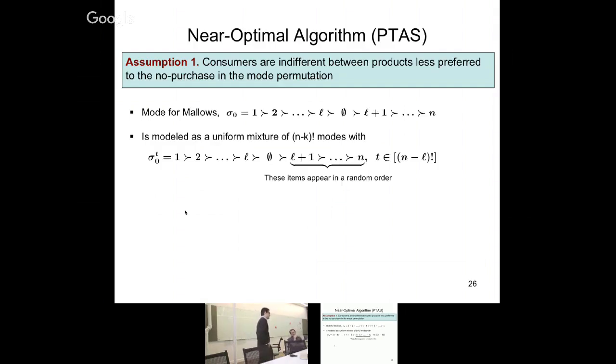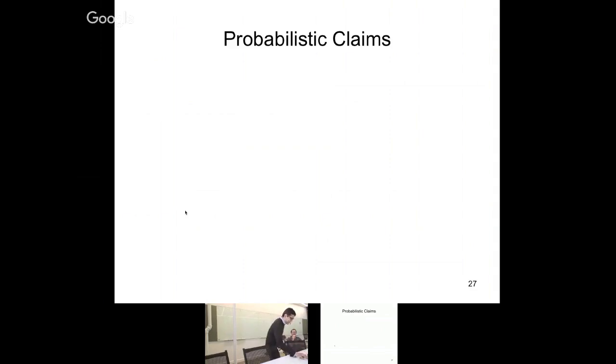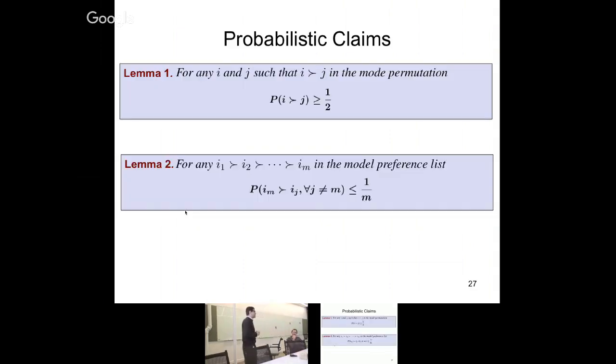Okay. So under this setting, we can give a PTAS, in fact an algorithm which has running time polynomial in n to the 1 over epsilon, and k, if k is the number of mixtures. What's the quantity that you discretize to n over epsilon? So I'm coming to that. In fact, the algorithm is very simple.